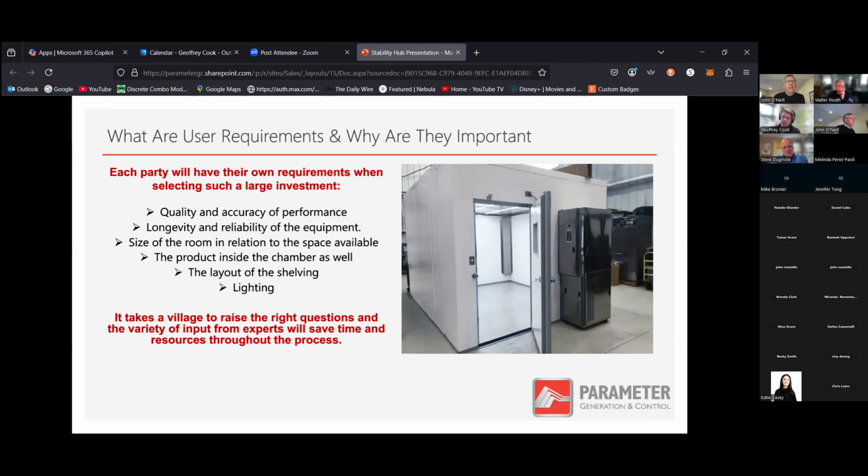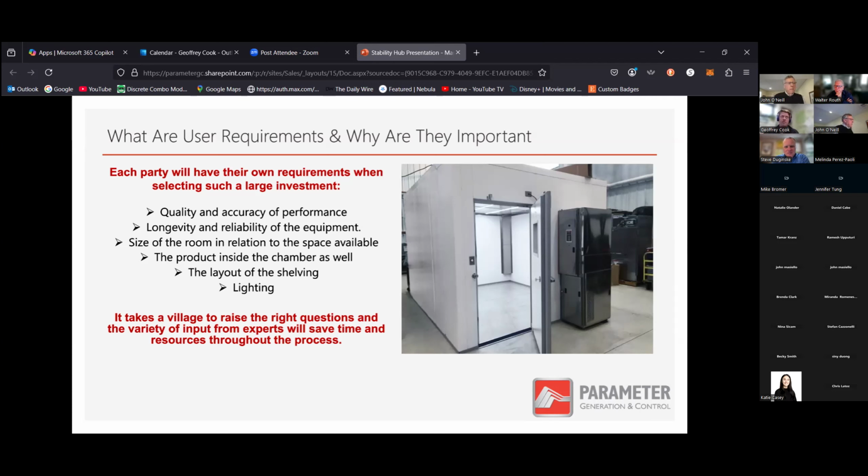That's a great question, John, because we do get requests to refurbish chambers or buy back chambers that have been in use for 10 years, where that particular customer is done with their stability study and no longer needs the chamber. Will Parameter buy it back, refurbish it and sell it? A lot of that's based on customer demand.